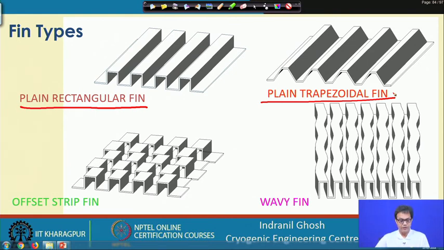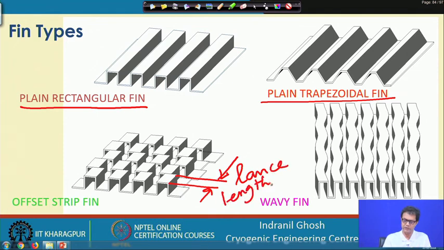But in the case of strip fin geometry, we find that the flow passage is slightly offset, so we call it an offset strip fin. After a certain length, this is known as the lance length, as you can understand, it is as if the flow passage has been shifted. It was flowing like this, and now suddenly the path has been broken and this channel has been shifted like this.